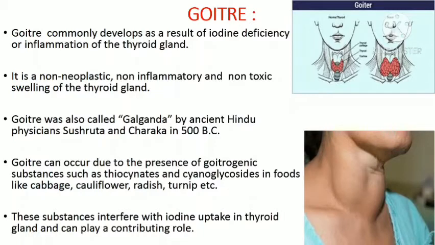Goiter can occur due to the presence of goitrogenic substances such as thiocyanates and cyanogenic glycosides in foods like cabbage, cauliflower, radish, and turnip, which I have already told you in my previous slides. These substances interfere with iodine uptake in the thyroid gland and can play a contributing role in the development of iodine deficiency disorder, especially goiter.